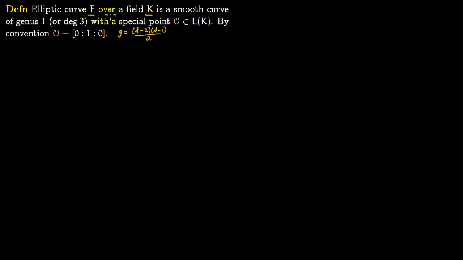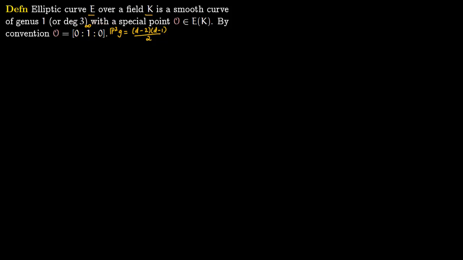This elliptic curve E also comes with a special point, which you write as calligraphic O. By convention, this calligraphic O is set to (0, 1, 0). That is, we are working in space P2, and this is called the point at infinity. So this entire thing (0, 1, 0) is called the point at infinity.